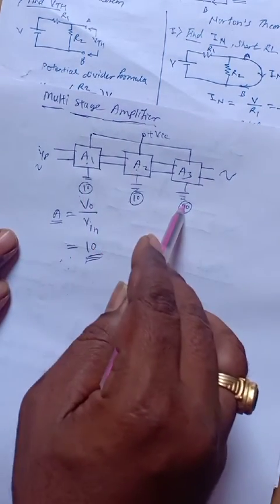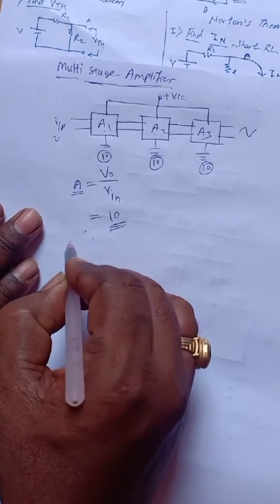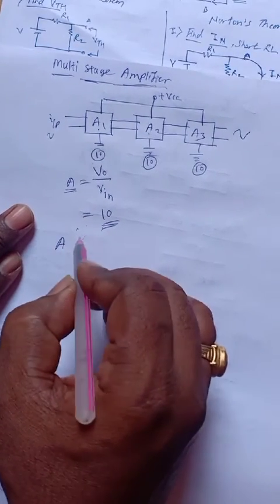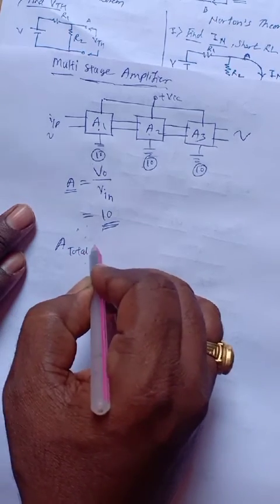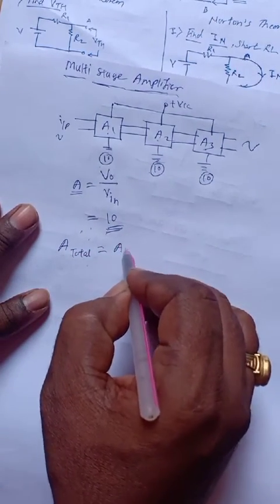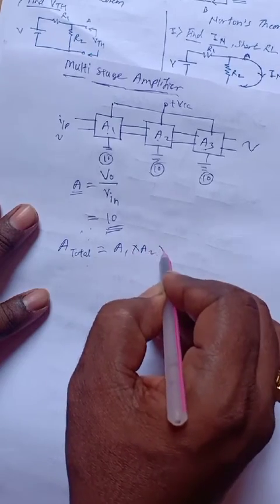So if we cascade this, then we get a large total amount of amplification. A total equals simply A1 into A2 into A3.